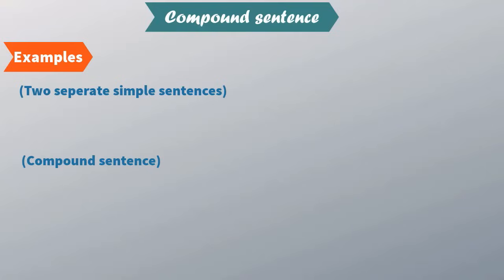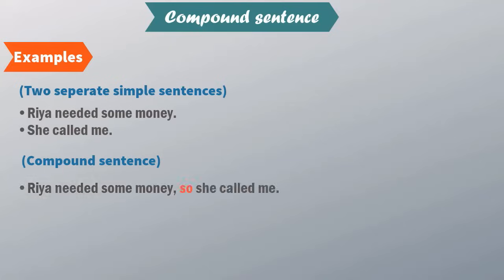Next example. Ria needed some money, she called me. Okay, let's make a compound sentence. Ria needed some money, comma, so she called me. Okay, guys, by now you must have observed that before the coordinating conjunction, we are using a comma. When we add two independent clauses or more than two independent clauses, before the coordinating conjunction, we have to use a comma. That's something you have to do. All right, we have been doing it.